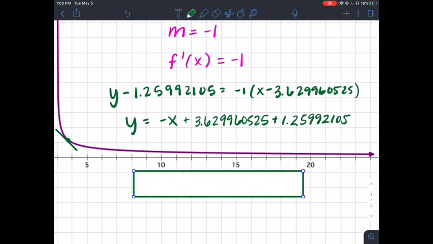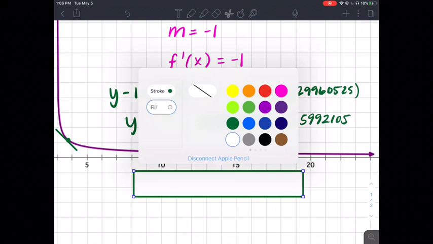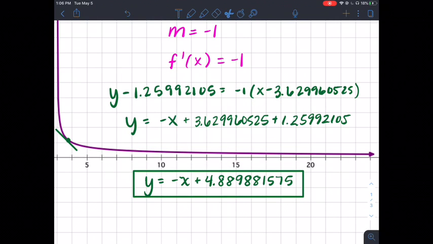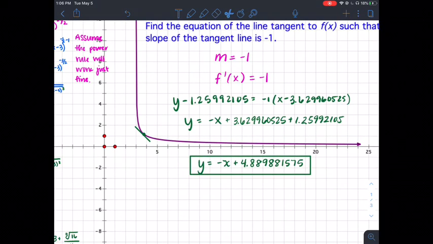And again, whoops, we want to make that no fill. There we go. You can see if I were to continue this line that I started drawing, or if I look, I'm going to pass my y-intercept right about there. You can see I have my tangent line equation.